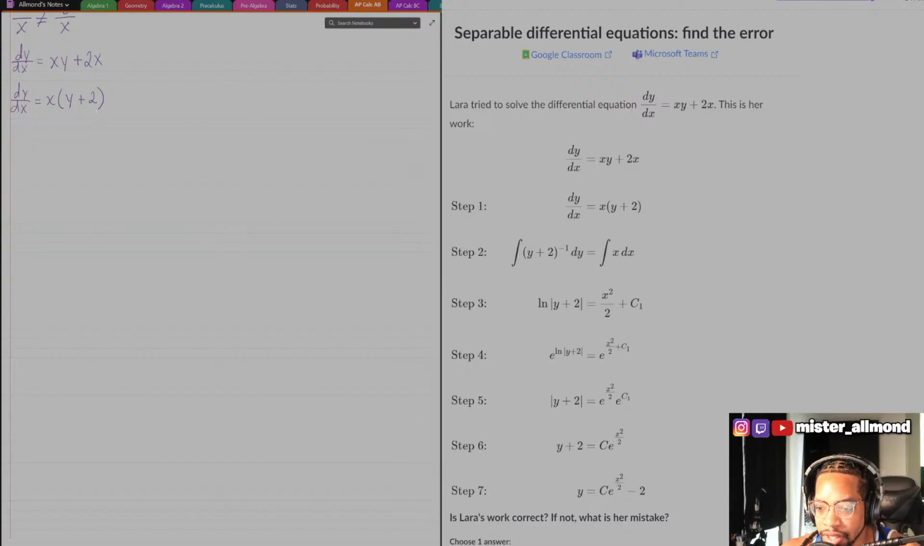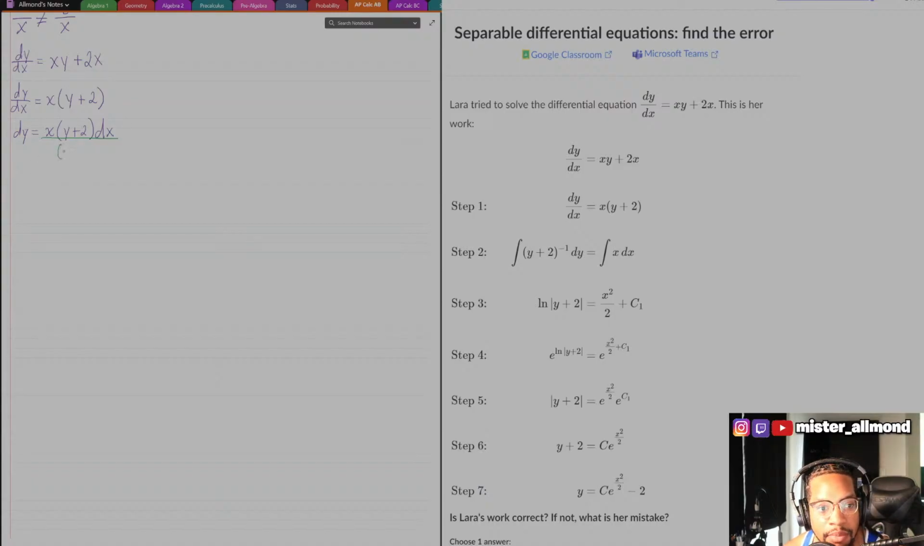And on their work, they didn't show specifically every step, but I'm going to still try and see. So if I were to multiply both sides by dx, I would get dy equals x times the quantity y plus 2 times dx. That is me just algebraically multiplying both sides by dx. And then I gotta divide. I'm gonna divide by y plus 2 on both sides. Because remember, I'm trying to get the y terms on one side. And when I say y terms, that includes the dy too.